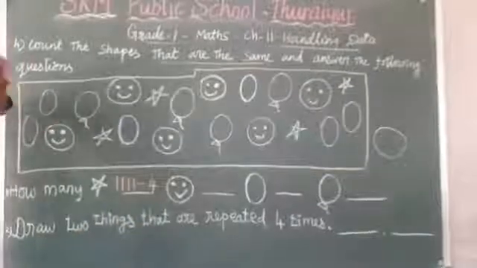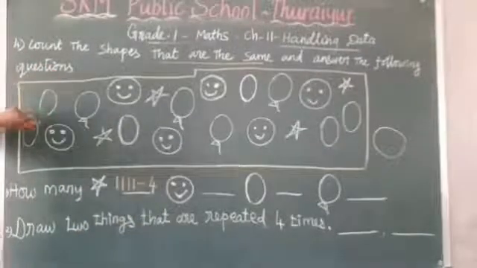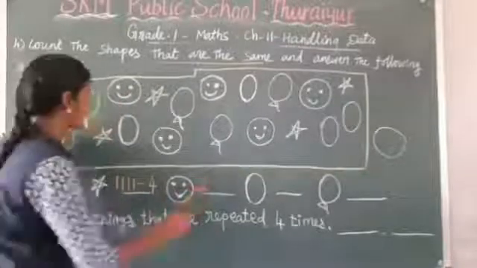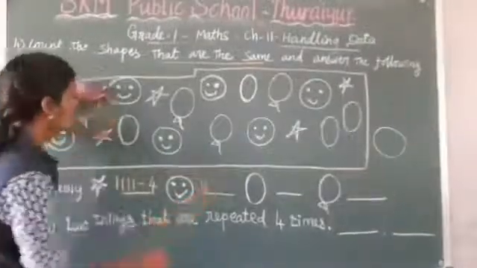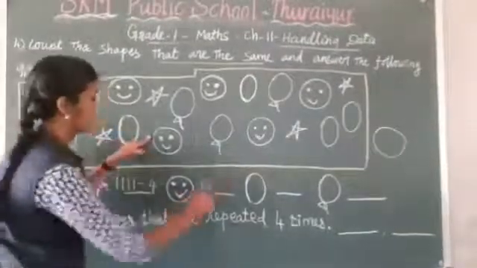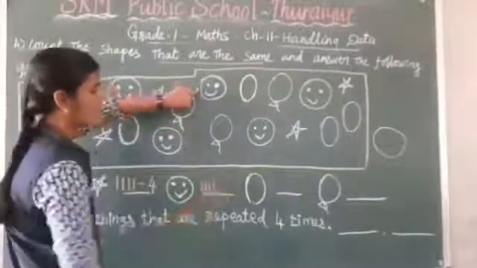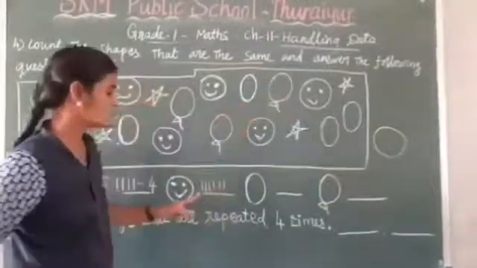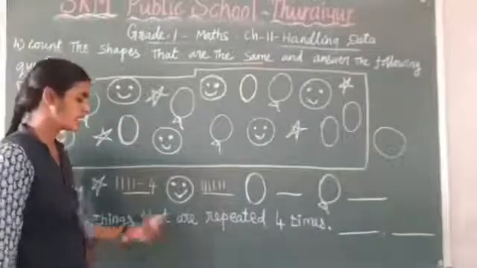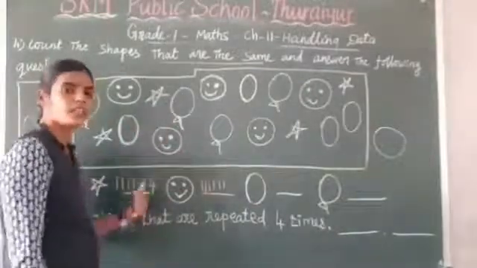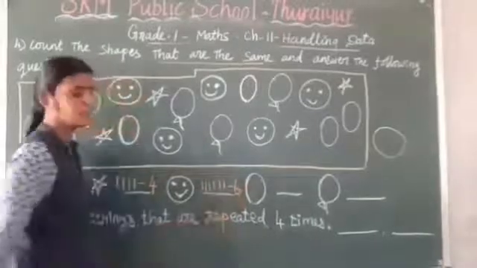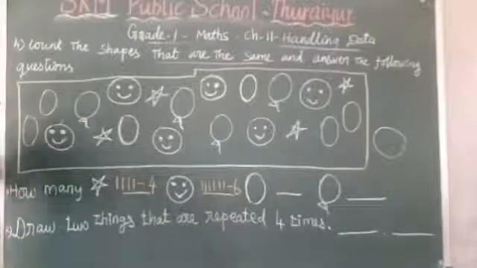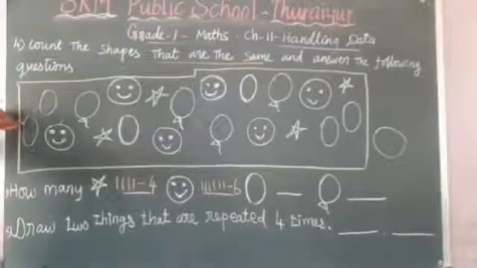Place your finger where it starts, the first one. This is 1, next 2, again 3, again 4, next 5, next 6. Count the number of lines. 6 smileys. How many smileys in this box? 6 smileys. You write the number 6. Next, oval pictures. How many oval shapes? Place your finger again. 1. So put one line.